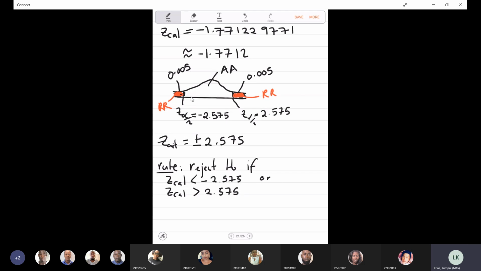Okay, then we write down our decision. Since the Z that we calculated is approximately equal to negative 1.7712, we fail to reject H naught. So that is our decision. We have failed to reject H naught.